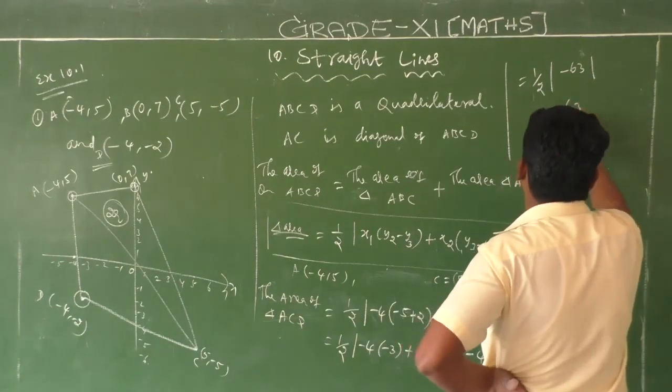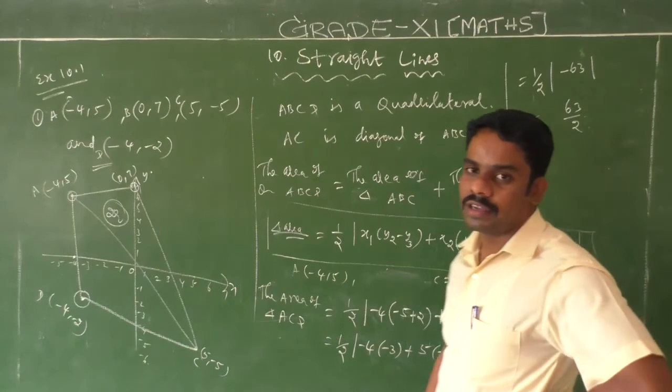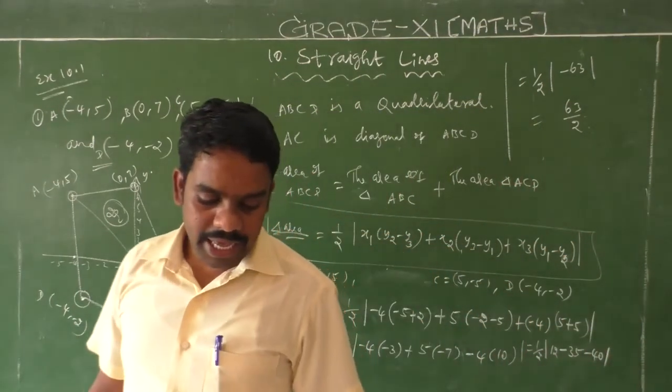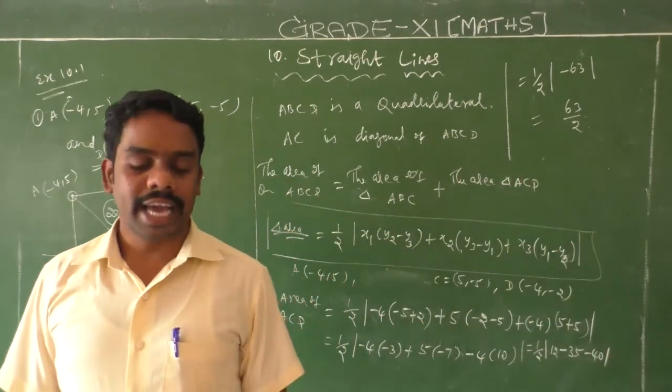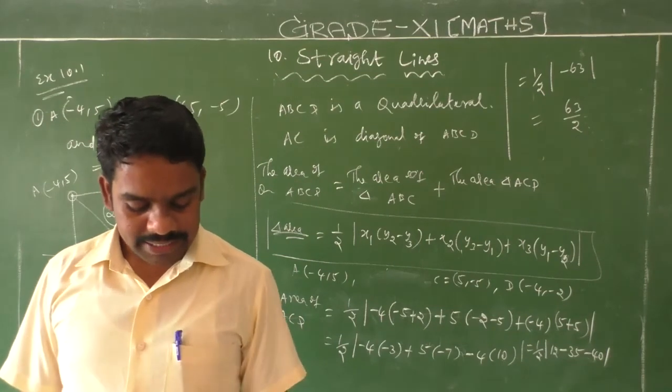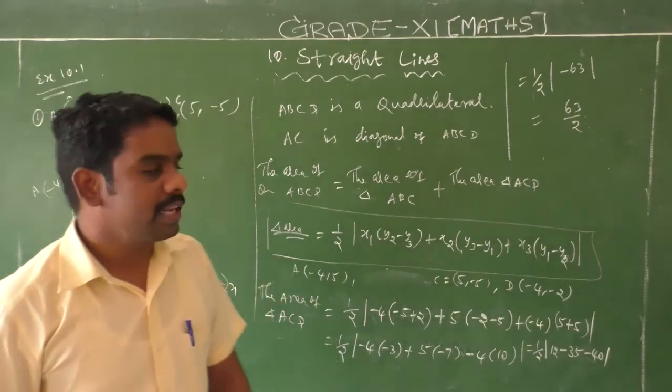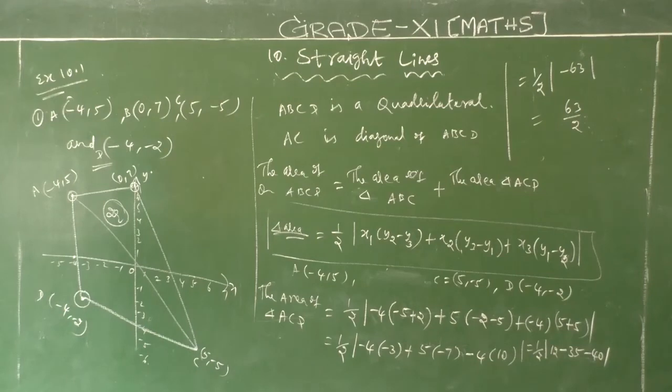So 63 by 2. Therefore, the area of triangle ACD is 63 by 2.